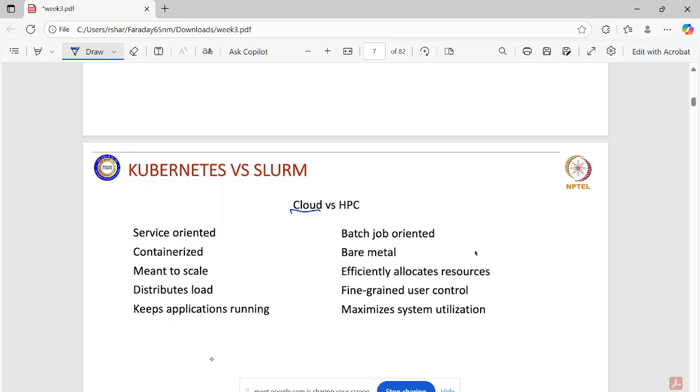Whereas HPC is for batch type work, batch type job oriented things. So it is run on bare metal, and allocates resources and the right user control. It's a fine grain user control, and maximizes system utilization.